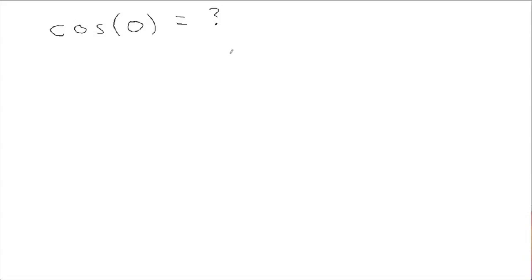Let's figure out what this is. 1. Looks like you had that memorized. Yeah, that's a big foundation. Cosine of 0 is 1. Good. Okay, so we said here that the cosine of 0 is 1. Check that on your calculator. True. Excellent, thank goodness.